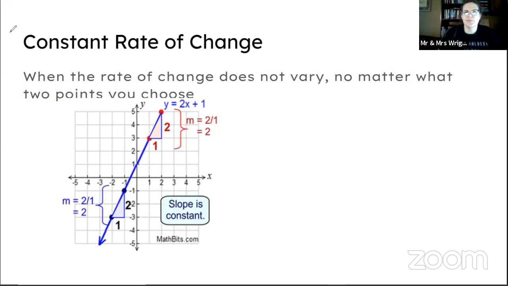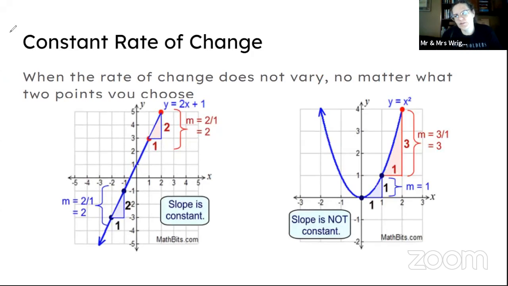But here's an example of a change that is not constant. So when they chose the red dot and this, I think that one's purple, it became vertical change 3 over horizontal change 1, rate of change of 3.